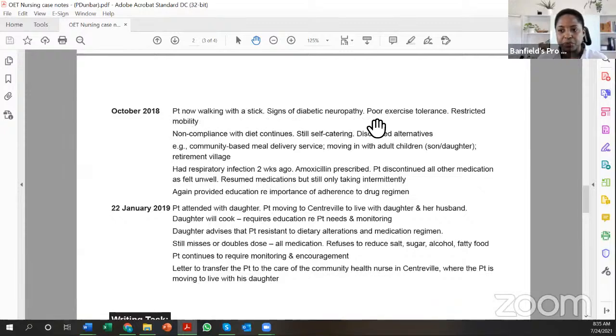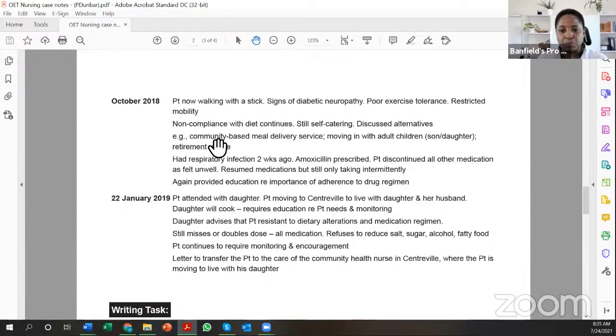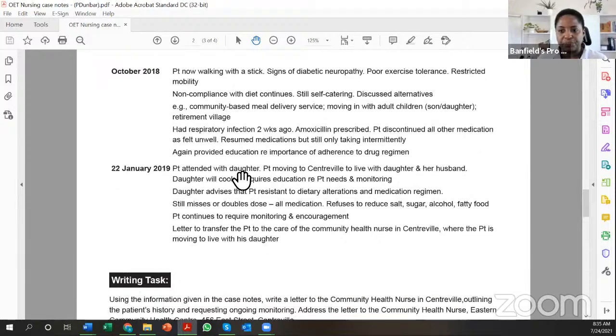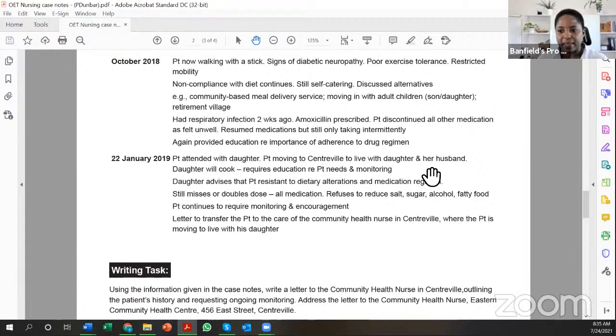He's now got diabetic neuropathy, mobility poor, still non-compliant. His diet's not the best, so they're helping him out with a community meal service, but he's getting complications, as you see here. Okay, amoxicillin, he's on antibiotics, therefore, for chest infection. And that brings us right back then to where we were before.